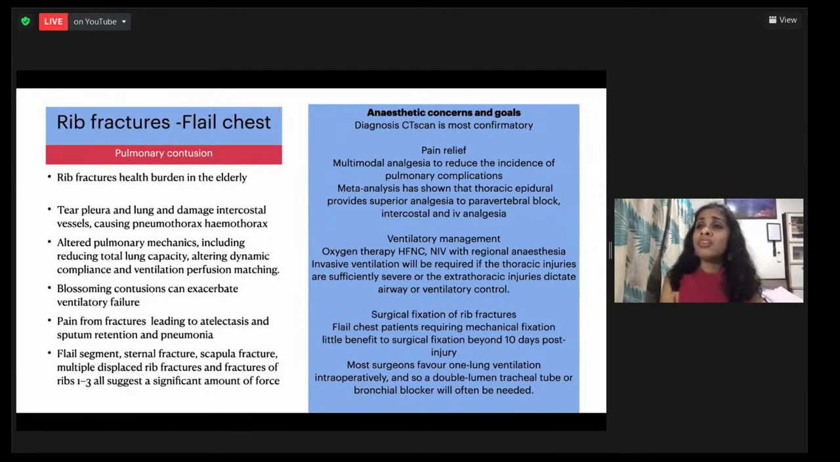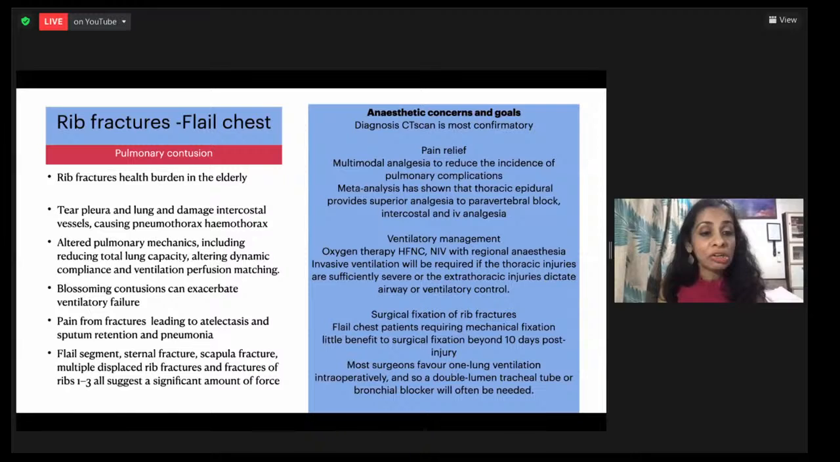And rib fractures are a big burden for the elderly patient, because in them the pulmonary mechanics go haywire. Total lung capacity is reduced, compliance is reduced, there is ventilation-perfusion mismatch, and the patient is hypoxemic. Most of the time rib fractures come with pulmonary contusions. Pulmonary contusions cannot be picked up on day 1. They are always picked up on day 2 or day 3. There is blossoming of the contusions, which causes exacerbation of ARDS, and the patient can land up in ventilatory failure.